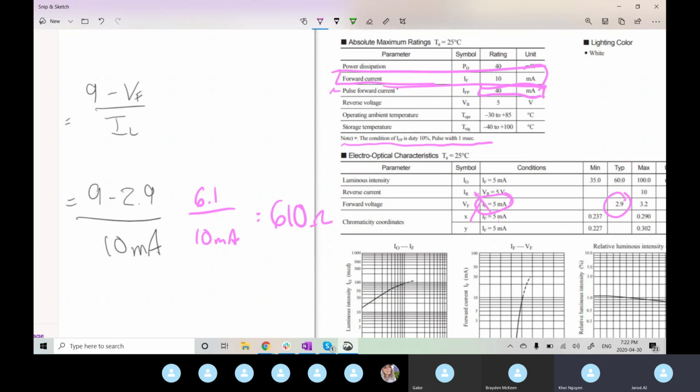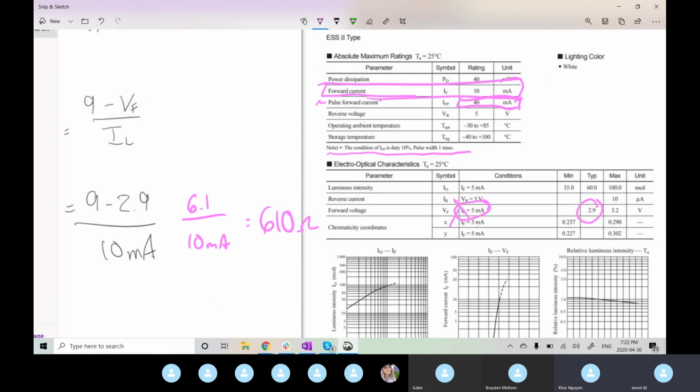Duty 10% or pulse width 1 millisecond. That is a great question. 10% pulse width. So it's actually less than a millisecond, isn't it? It's unclear if they mean the positive pulse is 1 millisecond or the whole period. I'd say the positive pulse, but maybe you can draw it out so we know what it looks like.